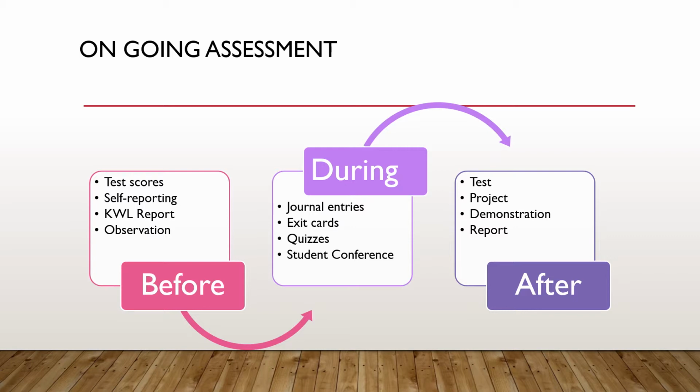During, you can use journal entries, quizzes, just talking, a small student conference, just trying to gauge where they're at during that particular piece of time, so you can understand if you need to adjust the way that you're teaching or the way that they're being grouped. And then afterwards, you can use your test. You can make a project, allowing your student to demonstrate in their own way how they have learned. That's another great way to keep on par with knowing if you're meeting the core curriculum.